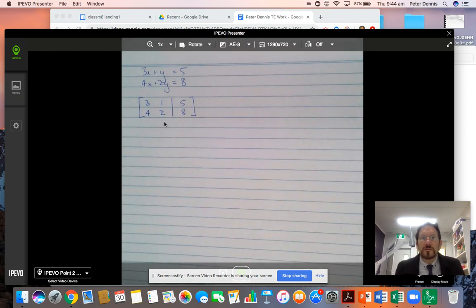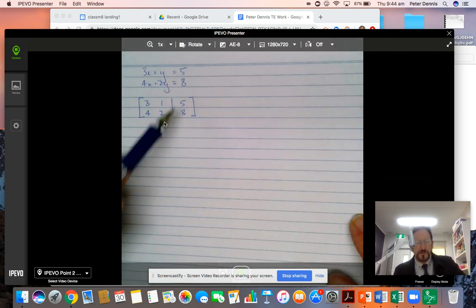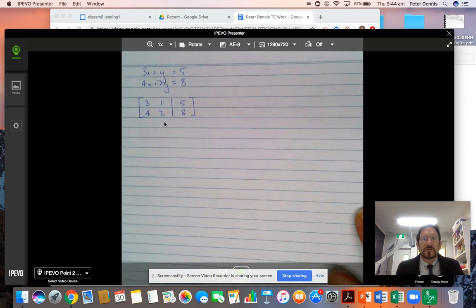Okay, so we're going to look at matrices and getting them into row echelon form or reduced form or Gaussian elimination, all basically mean the same thing. So we're starting off with a fairly simple one. 3x plus y equals 5 and 4x plus 2y equals 8. So we've got a 2 by 2 matrix. This is what's called an augmented matrix because you've got answers there. So let's have a look at how we solve this.